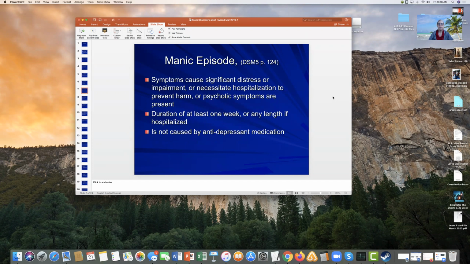And the symptoms have to cause either significant distress or impairment, or hospitalization to prevent harm, or psychotic symptoms, delusions, hallucinations. It has a duration of at least 1 week, 7 days in a row, or any length if the person needs to be hospitalized. So if they've had the symptoms for 2 days and it's caused significant distress that they have to be hospitalized to prevent harm, they get that diagnosis.